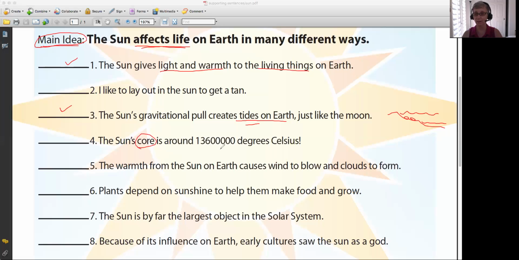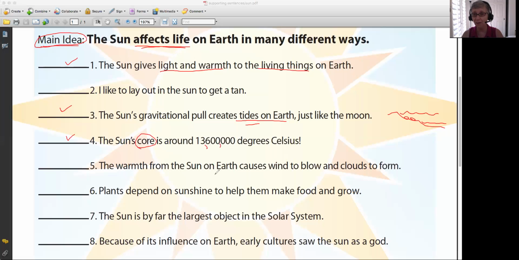The sun's core, so that's the middle of the sun, is around, oh my goodness, look at that number. They did not put commas in there. It is 13,600,000 degrees Celsius. Whew, that's hot. Is that going to affect our life by how hot the sun is? Yes. I agree with you.